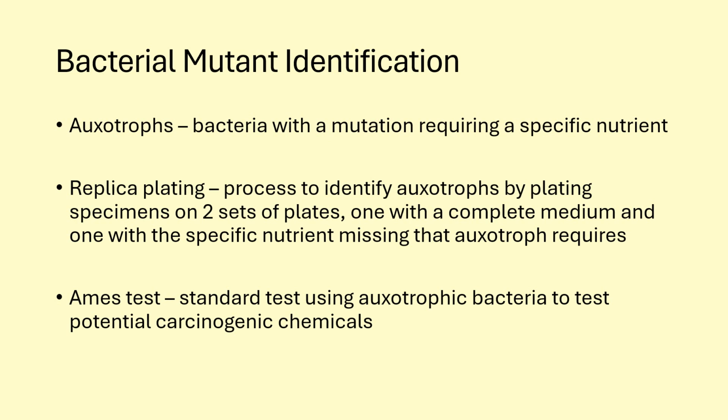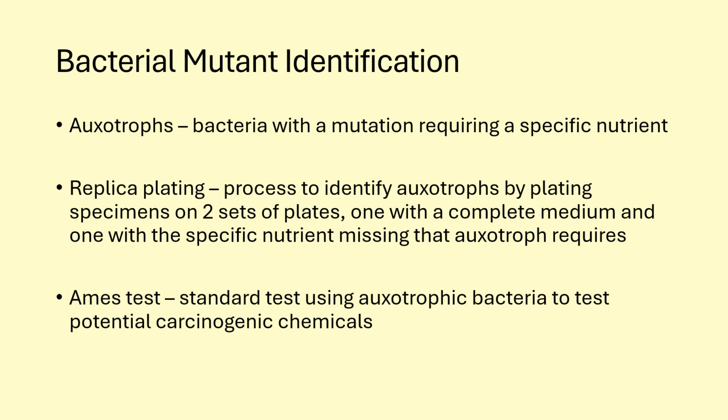So there are different ways in the laboratory of testing to identify if a mutation has occurred. Auxotrophs are bacteria that have a mutation that requires a specific nutrient, and this is often done purposely in the lab so that we can distinguish the bacteria that's mutated versus the original wild type. You make it have a specific nutrient requirement that you have to add to the media in order for it to grow.